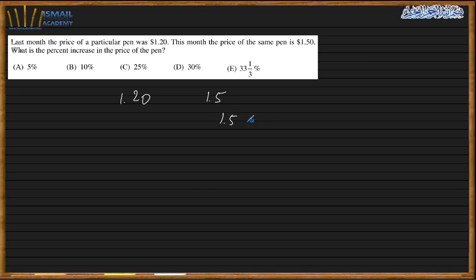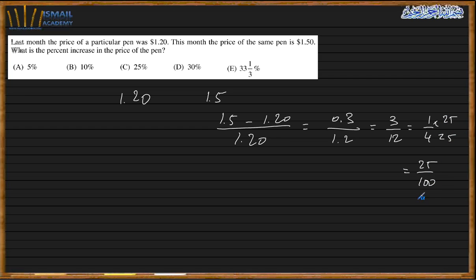So I do 1.5 minus 1.20 over 1.20. So here I will have 0.3 over 1.2, which is 3 over 12, which is 1/4. If I multiply here by 25 and here by 25, I get 25 over 100, which is 25%. So the price increased by 25%.